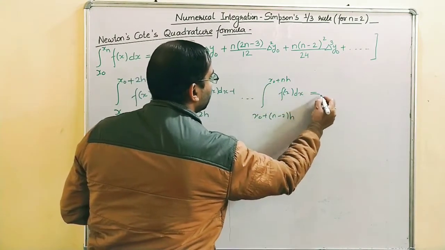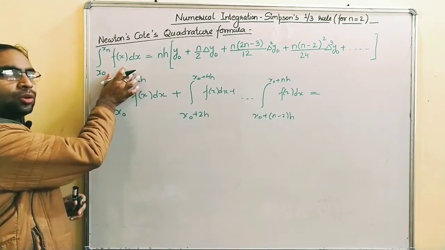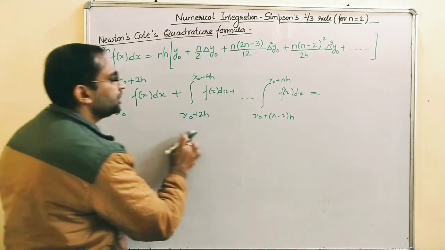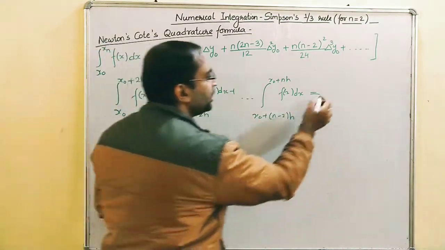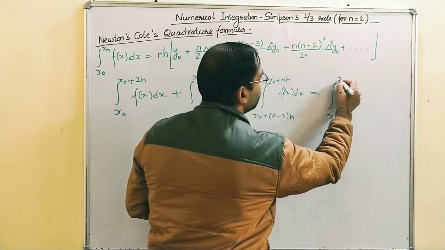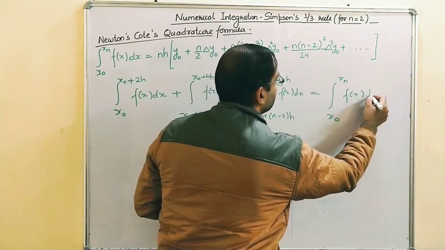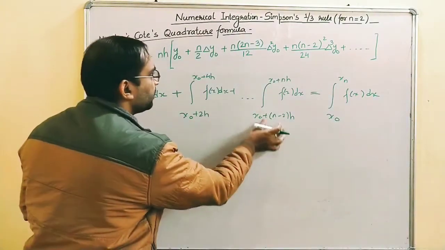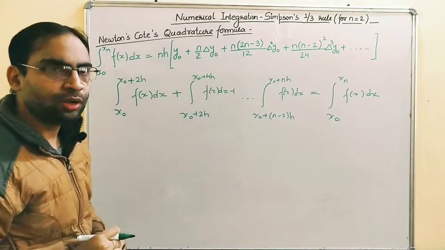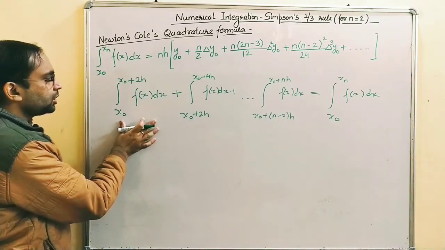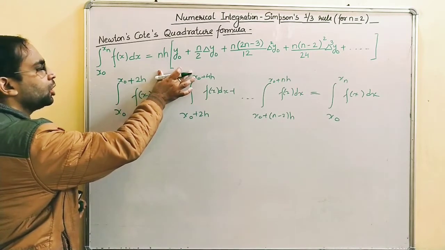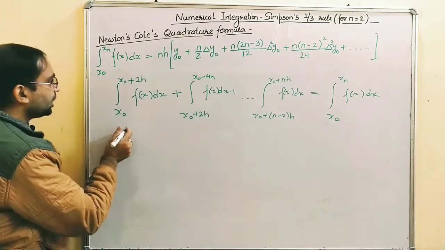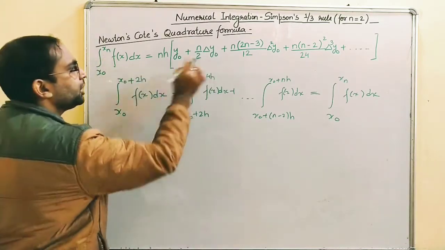So we have divided the larger integral, the whole integral, into smaller sub-intervals. The sum of these smaller sub-intervals will be the larger integral, that is x0 to xn f(x) dx. So now we need to get these smaller sub-intervals from the Newton-Cotes quadrature formula. To get the first smaller sub-interval from the Newton-Cotes quadrature formula, we will take n equal to 2. So now let's substitute n equal to 2 into this formula.